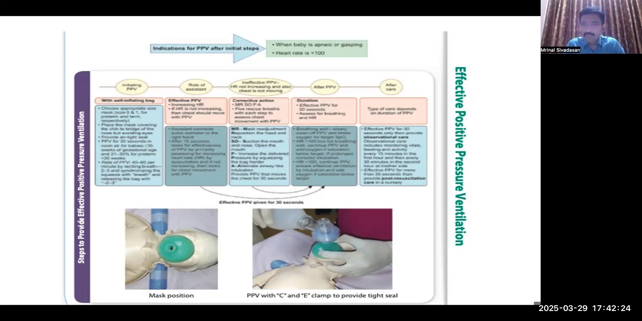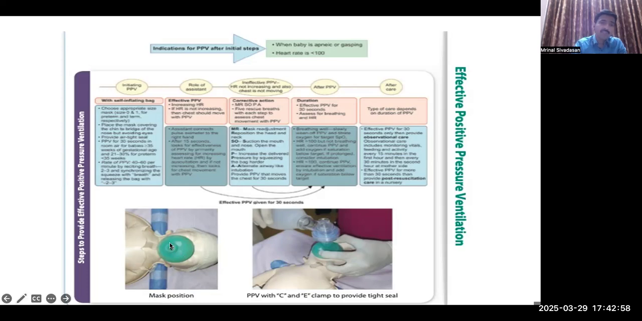Now, the type of care depends on the duration of positive pressure ventilation. If the positive pressure ventilation is more than 30 seconds, then go for post-resuscitation care. If it is less than 30 seconds, then you can keep the baby at the mother's side and monitor the heart rate and the breathing every 15 minutes in the first hour and every 30 minutes thereafter in the second hour.